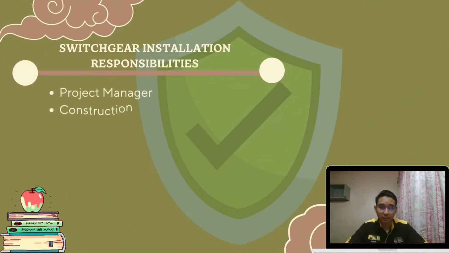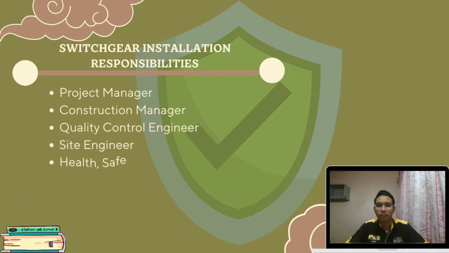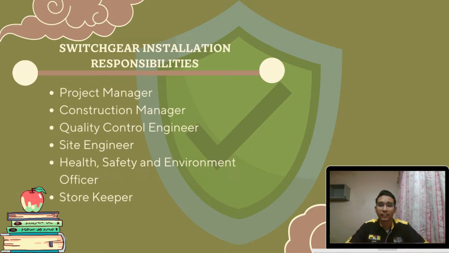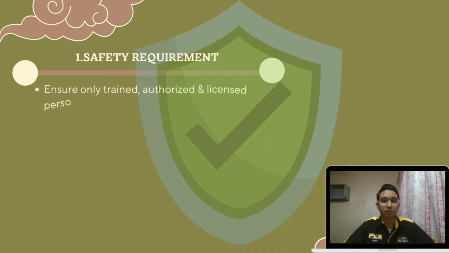For the switchgear installation, there are 6 persons involved: first, project manager; second, construction manager; third, quality control engineer; fourth, site engineer; fifth, health safety and environment officer; and sixth, storekeeper. For the installation of the switchgear, there are 5 main steps. The first step is the safety requirement.